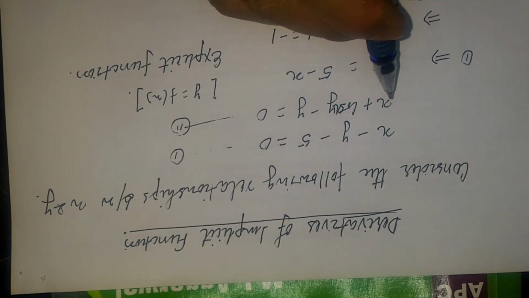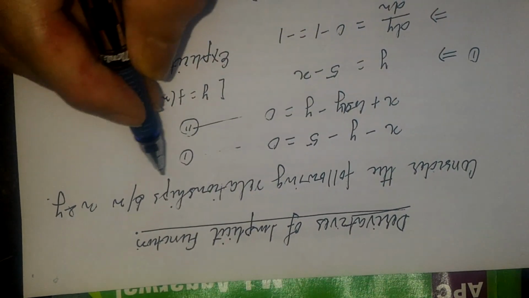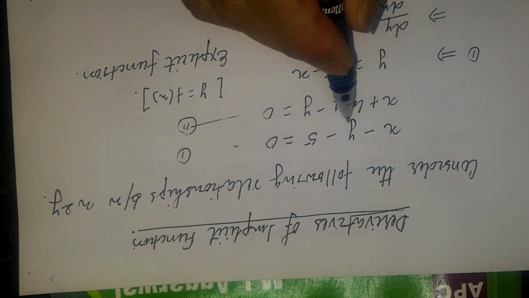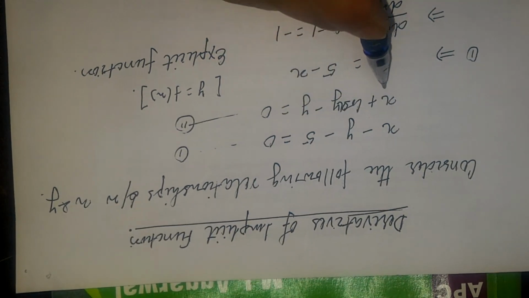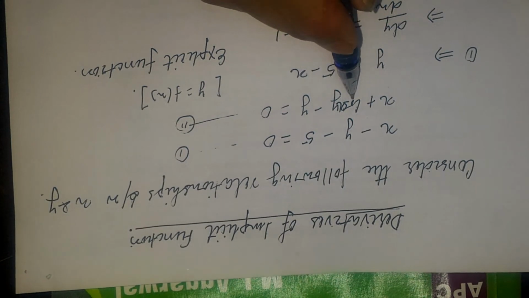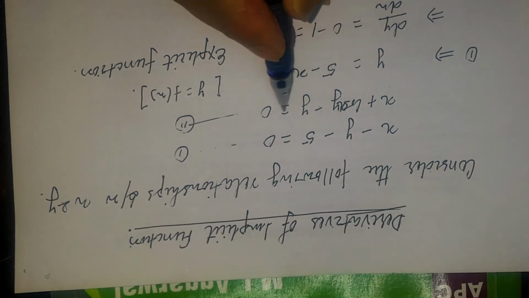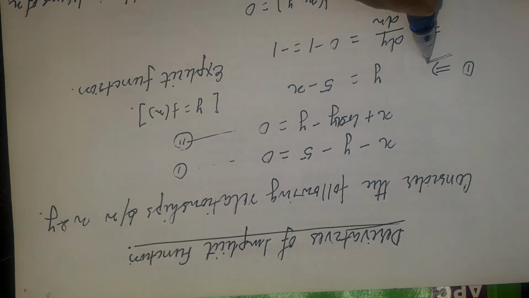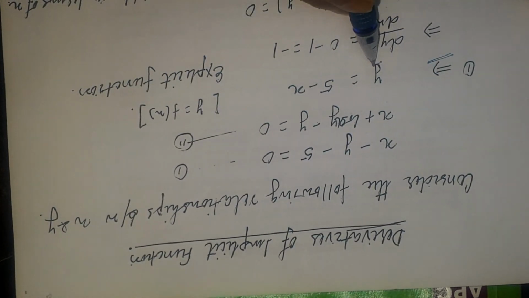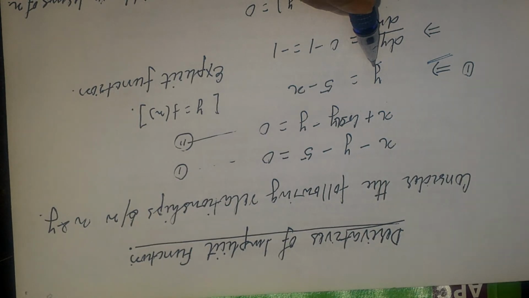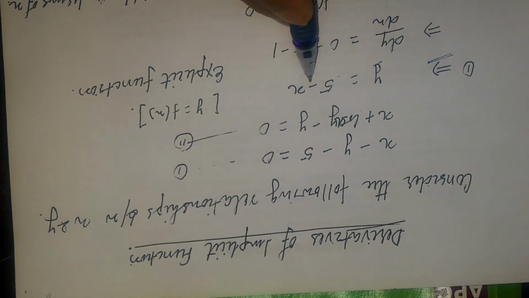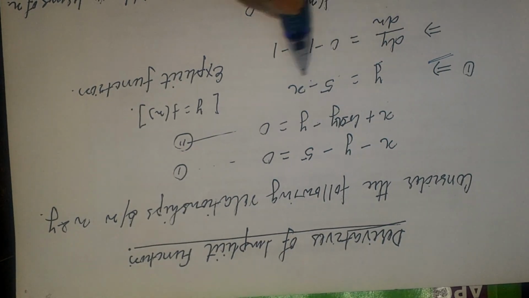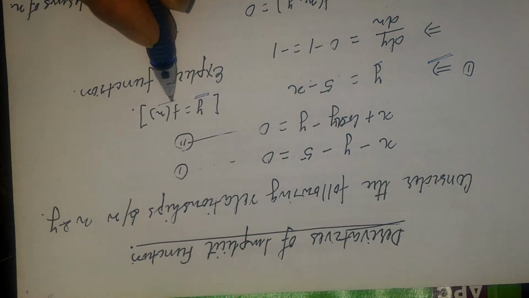Let us consider the following relationship between x and y. One is x minus y minus 5 is equal to 0, and the second is x plus cos xy minus y is equal to 0. Now from the first, we can solve it for y. So what is y? y is equal to 5 minus x. Means we have written y in terms of x. So y is a function of x.